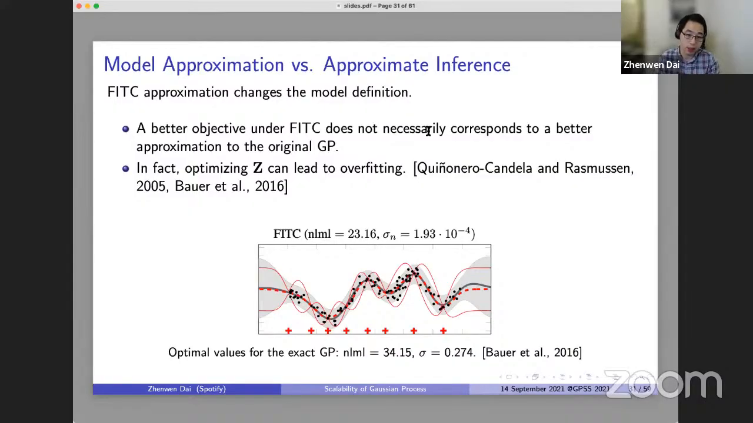One thing you will notice is that the negative log marginal likelihood for the FITC is actually higher than the exact GP. But you can see that the error bar is too narrow at the locations where the pseudo data are. It looks a bit like overfitting, but it's not exactly overfitting, because we are talking about approximate inference, but you can see overfitting-like behavior.